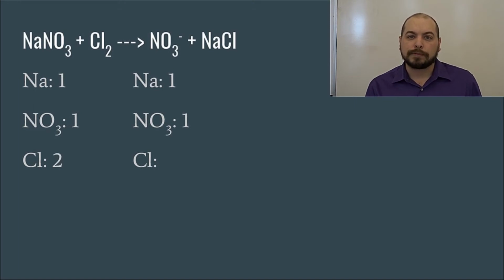Chlorine, on the left side, we have two. And on the right side, we only have one. So you can see that because not all of these numbers match, they're not balanced. The chlorine is the one that is specifically not balanced, so we're going to start with that. So we need to balance the chlorine.